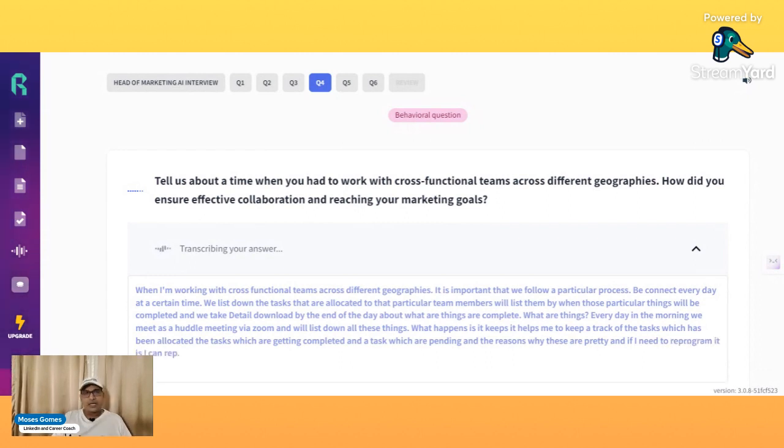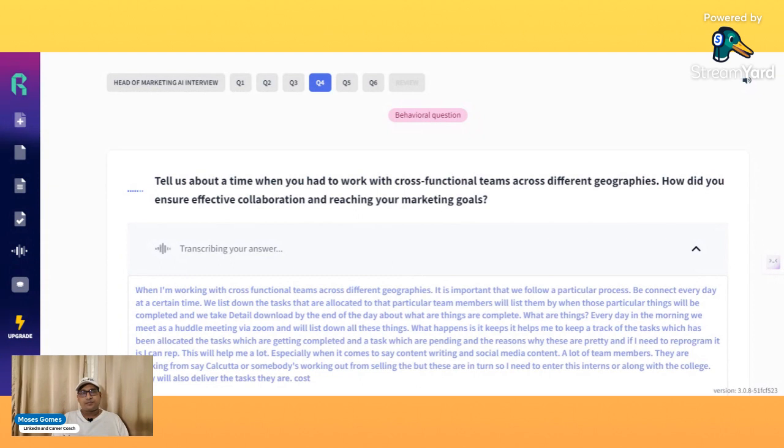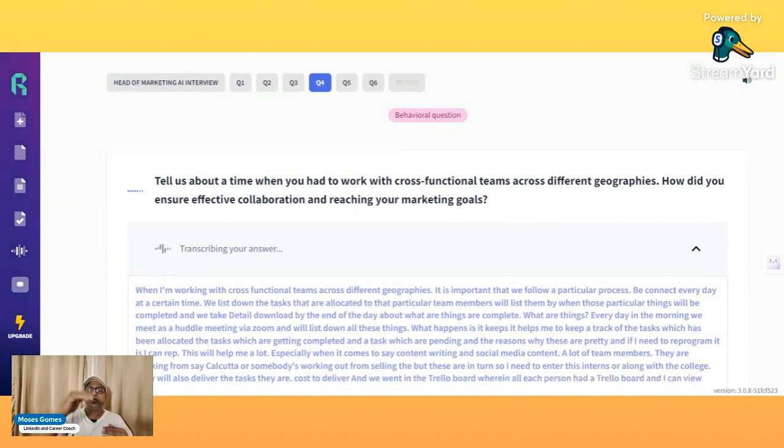This helps me a lot, especially when it comes to content writing and social media content. A lot of team members are working from say Kolkata, or somebody is working from say Aurangabad. These are interns, so I need to ensure that along with college, they also deliver the tasks they are asked to deliver. And we maintained a Trello board wherein each person had a Trello board, and I can view the Trello board to understand who is doing what task, what submission has been done, what uploads have been done, what has been scheduled on Hootsuite, and all these things are managed. Thanks.